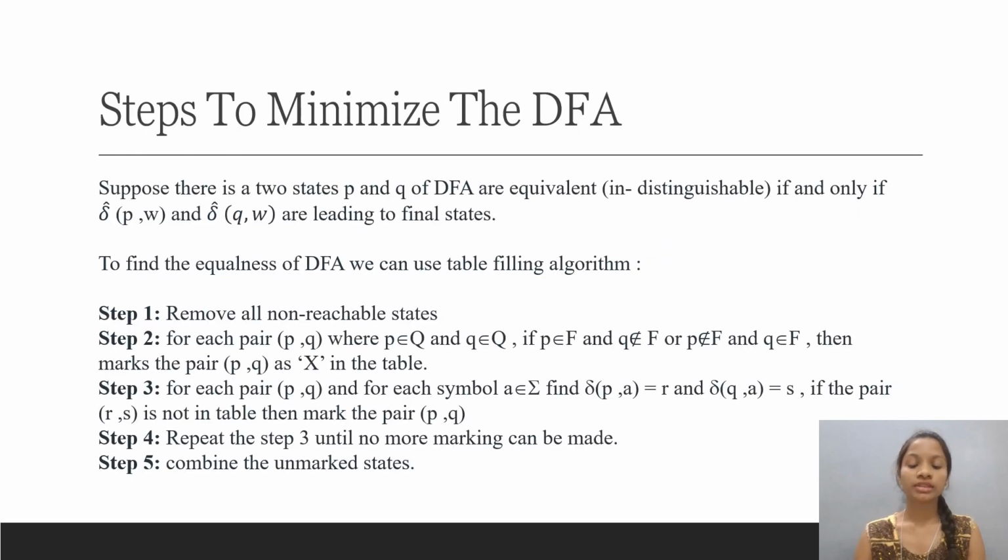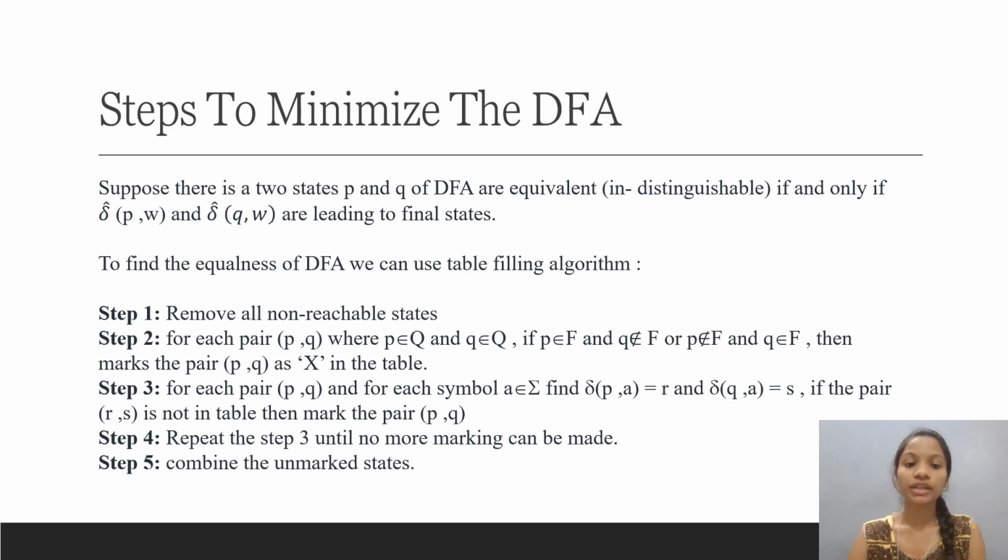Now, steps to minimize the DFA. Suppose there are two states P and Q of a DFA. They are equivalent if and only if δ(P, W) and δ(Q, W) are both leading to final states. So we'll say the two states P and Q are equivalent only if δ(P, W) and δ(Q, W) reach the final states.